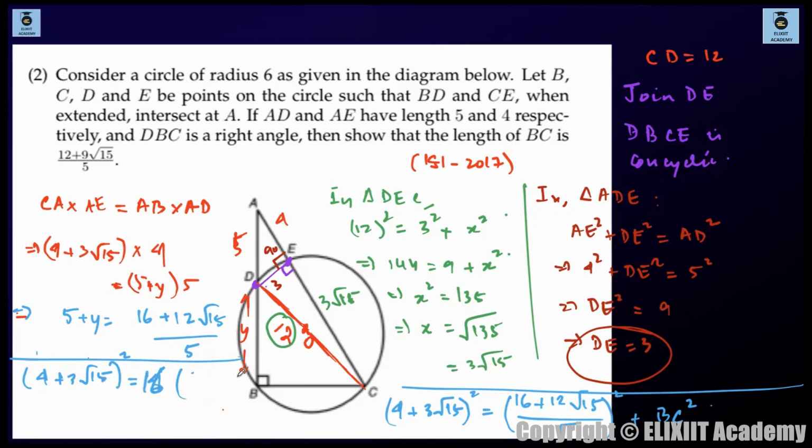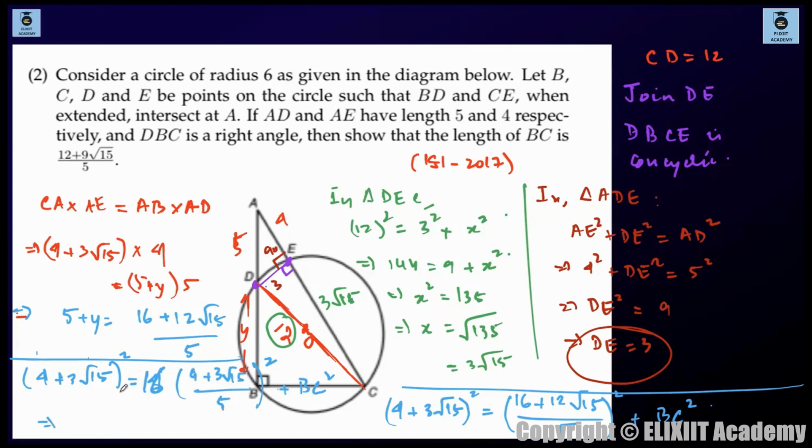Okay. So this becomes what? (4 plus 3 root 15 divided by 5) whole square and plus BC square. There was a triangle below also, so you would have simply worked it out with y also. That is also much simpler. Chalo, same thing, you'll get the same answer.